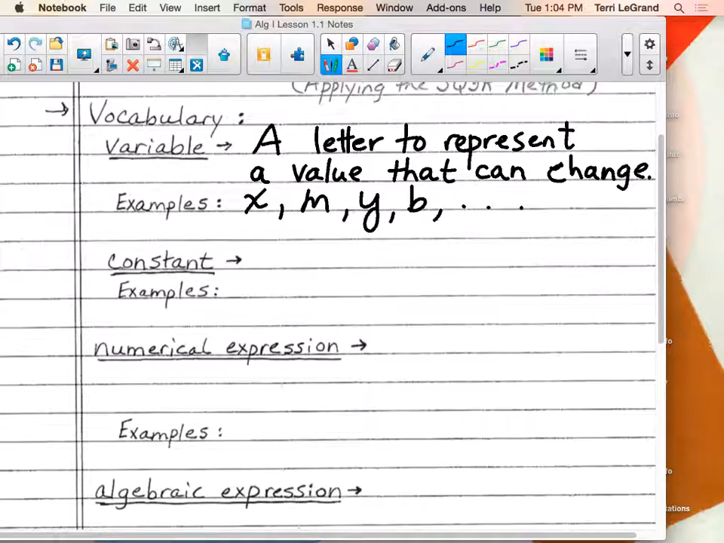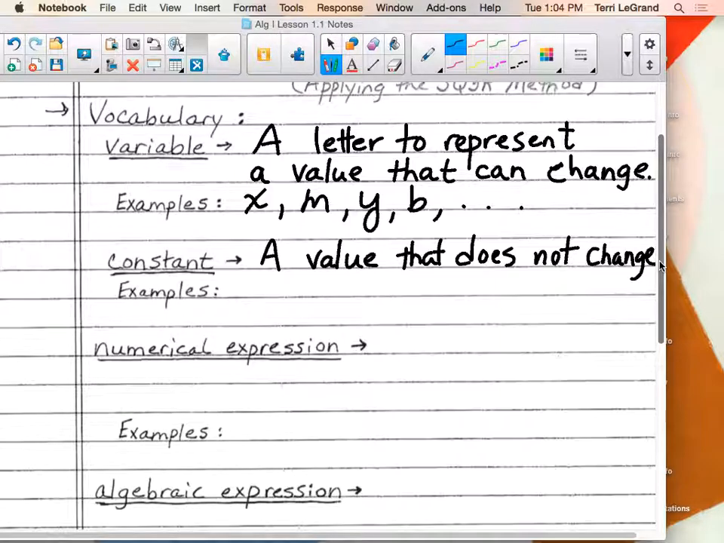Constant. What's a constant? A value that never changes, right? Something that never changes. So a value that does not change. If something's constant, it stays the same, doesn't it? Okay, a value that does not change. So in other words, give me some examples. What? Let me hear something. Come on. A value that does not change.